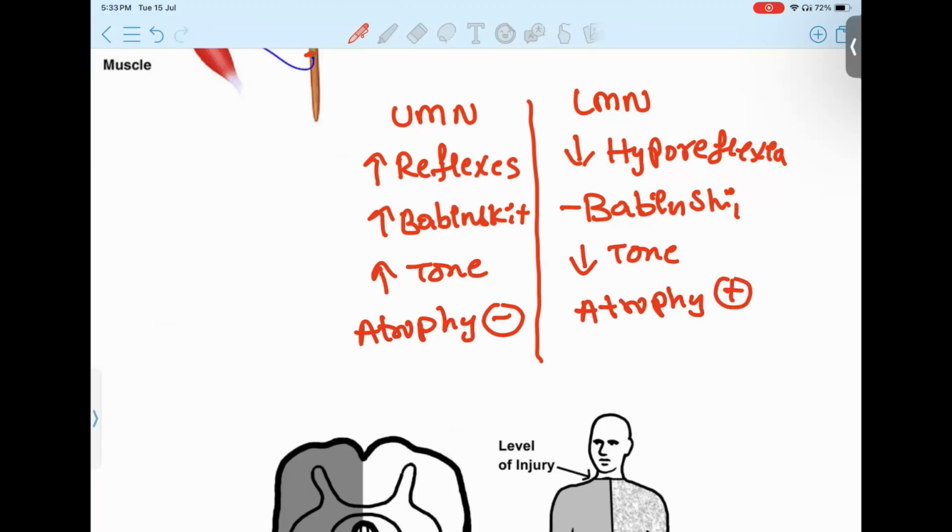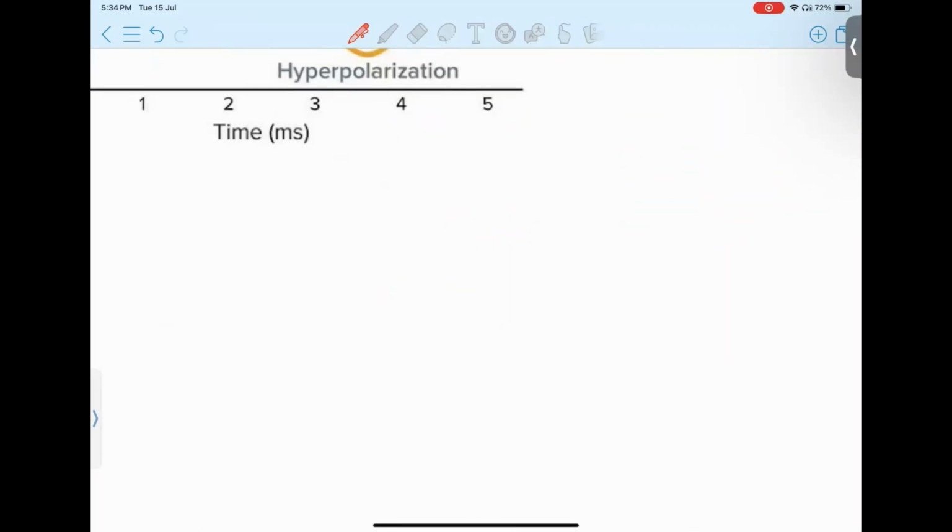And let's discuss the main pathways, the motor pathways and the sensory pathways, which should be seen here.